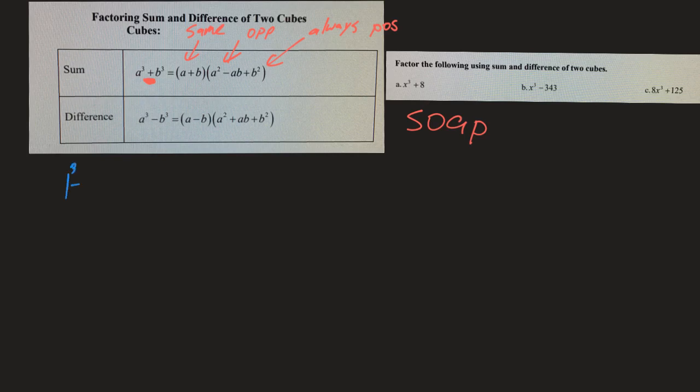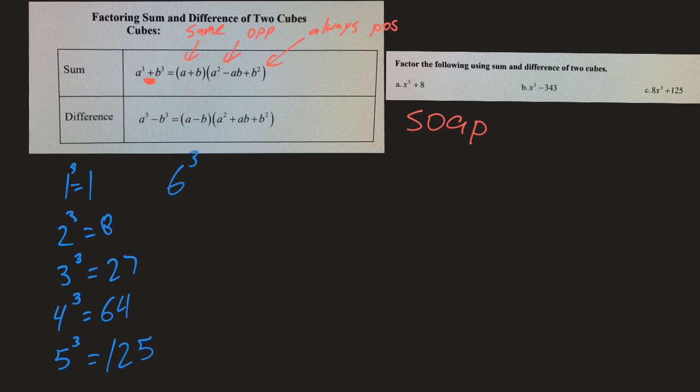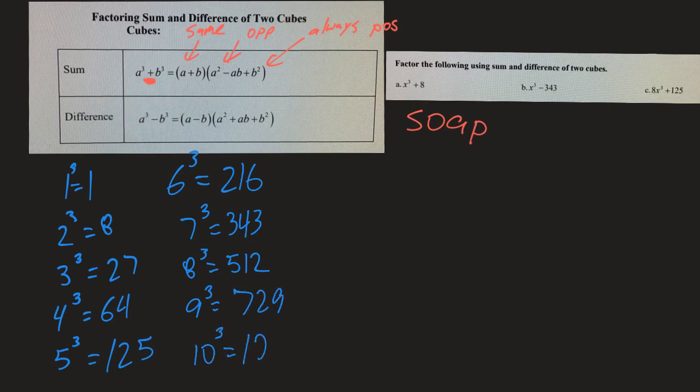We can say that 1 cubed is just 1, 2 cubed is 8, 3 cubed is 27, 4 cubed is 64, 5 cubed is 125, 6 cubed is 216, 7 cubed is 343, 8 cubed is 512, and 9 cubed is 729. 10 cubed is 1000.